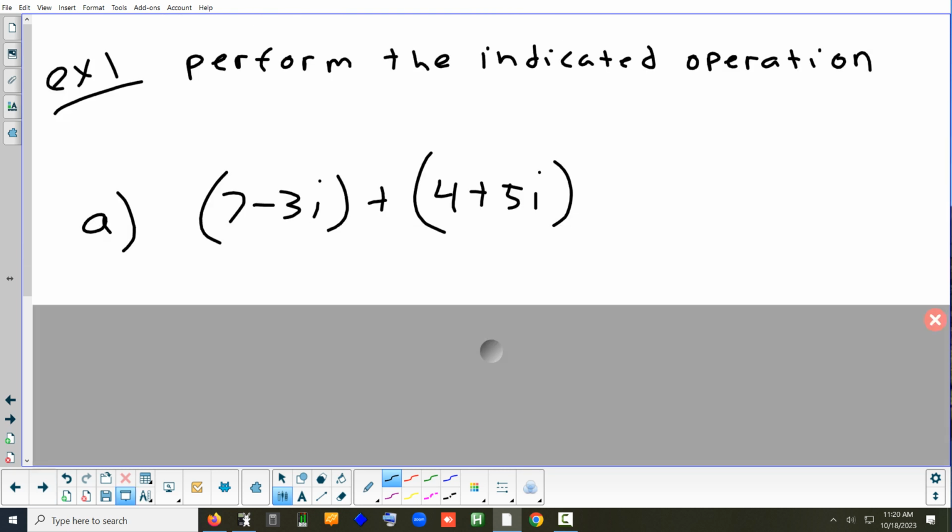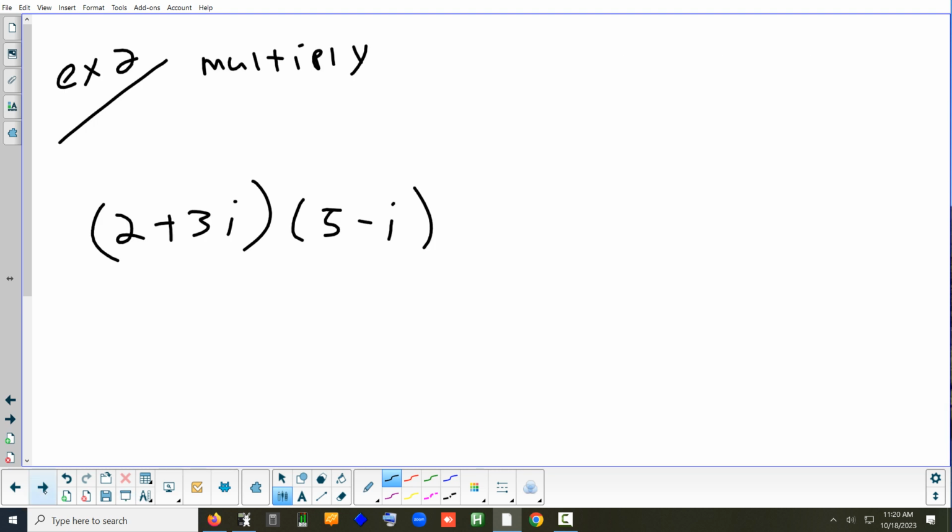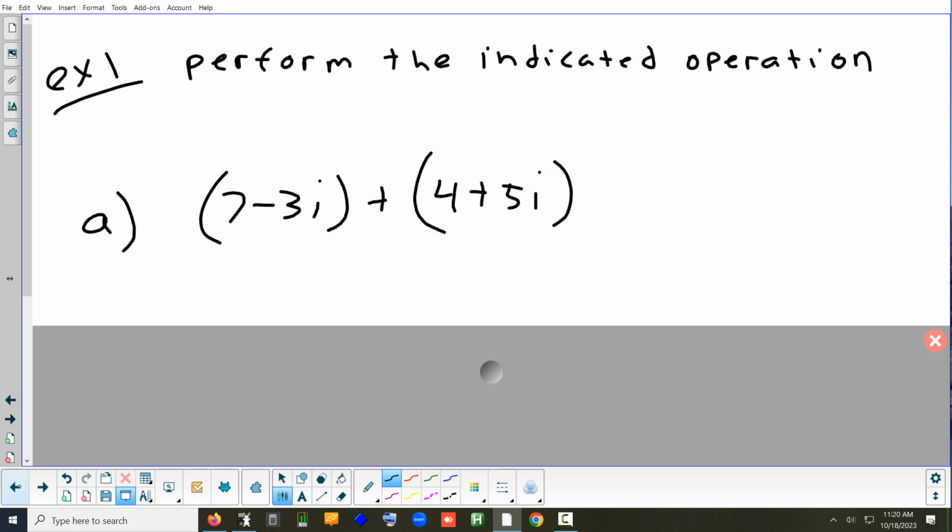Okay, so now let's try and add, subtract, multiply, and divide. When you add complex numbers, you do not use the distributive property. You would use the distributive property in a problem like that, but that's not adding, that's multiplying. That's adding. All you can do when you add them is combine like terms.